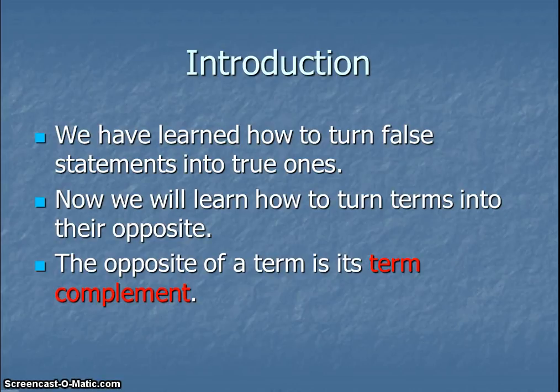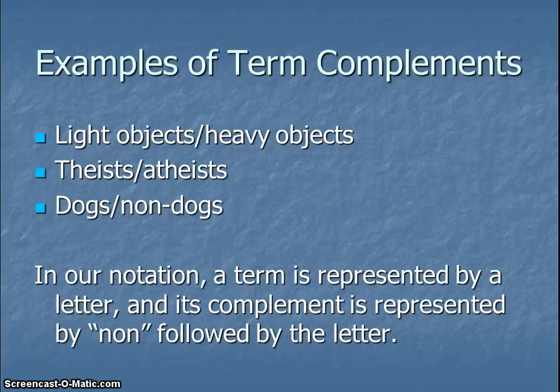Okay, what I mean by that is, what is the opposite of a light object? That would be a heavy object. What's the opposite of a dog? It would be a non-dog. And so the opposite of a term is what we will call our term complement. So right here we call it the term complement. Examples: light objects are heavy objects, theists are atheists, dogs are non-dogs.